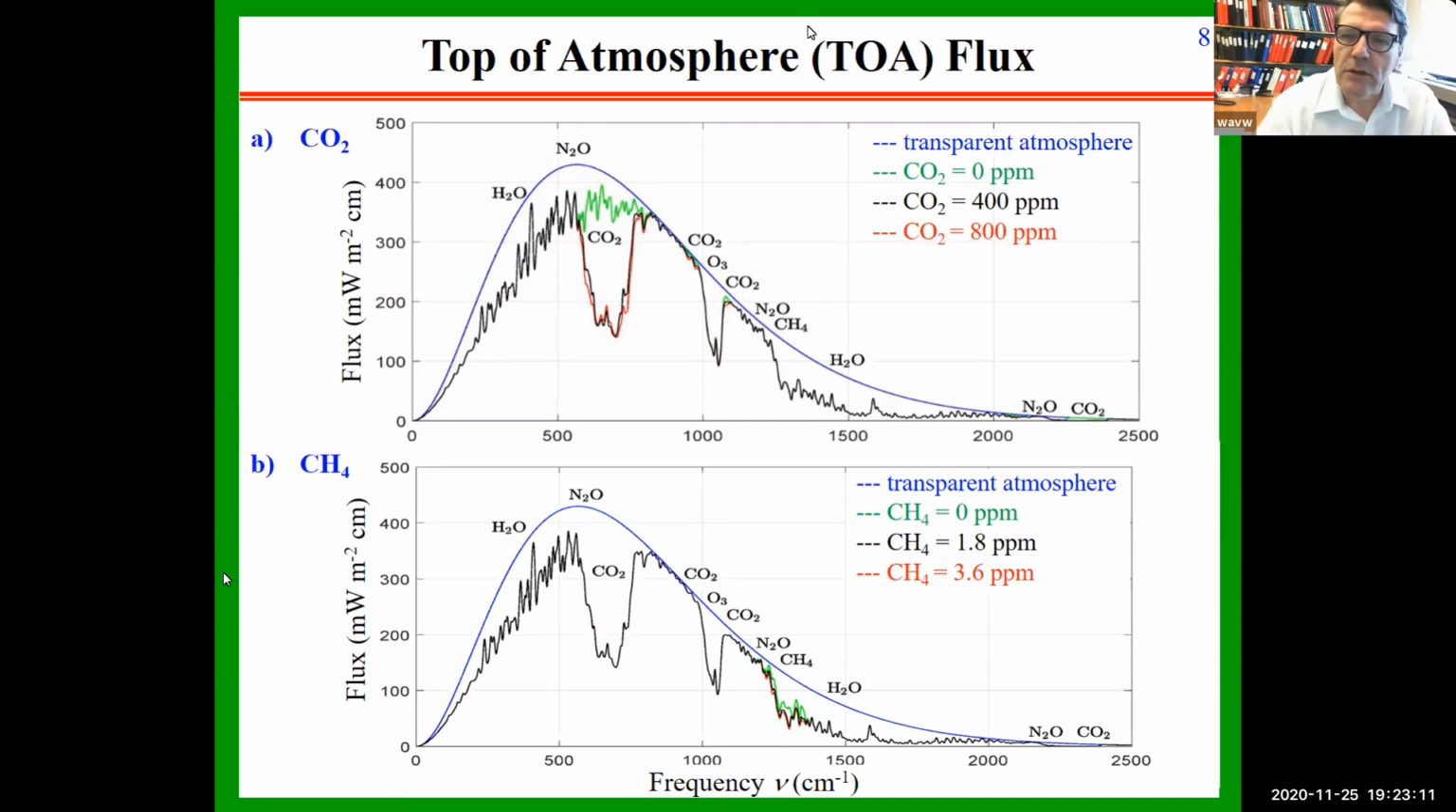Next, let's go to the lower curve where we look at the effect of methane. The blue curve is the same as in the upper curve. That corresponds to a transparent atmosphere with no greenhouse gases. Then the black curve is the same as the upper curve. But now we're going to consider a green curve where we turn off our methane, and a red curve where we double the methane concentration.